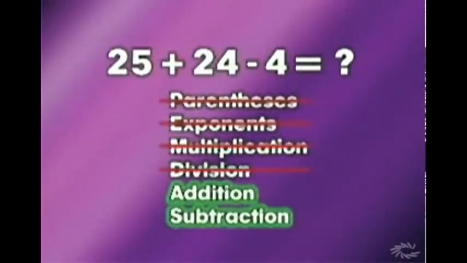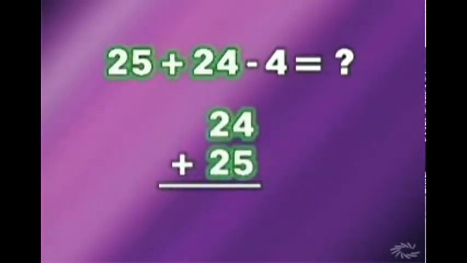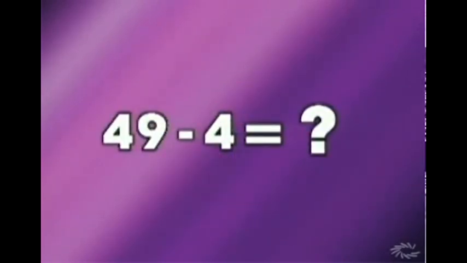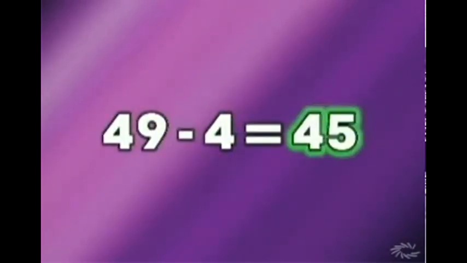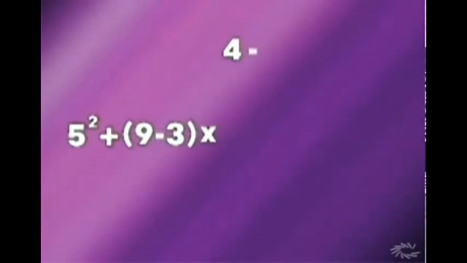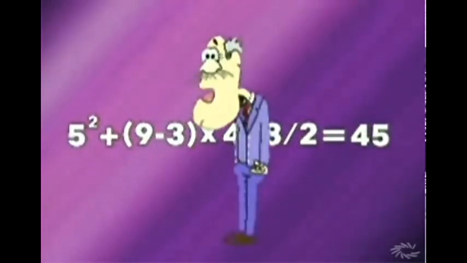Addition and subtraction operations are all that's left. Beginning on the left, we add 24 and 25 to equal 49. 49 replaces the addition operation, so all that remains is 49 minus 4, or 45. So, the answer to 5 to the second power plus (9 minus 3) times 4 minus 8 divided by 2 is 45. Okay? Everyone take a breather.